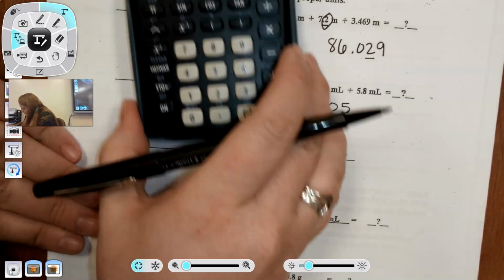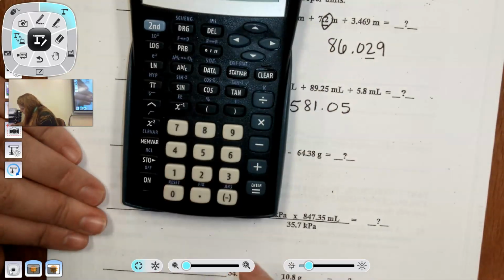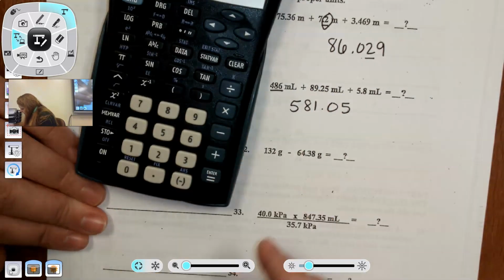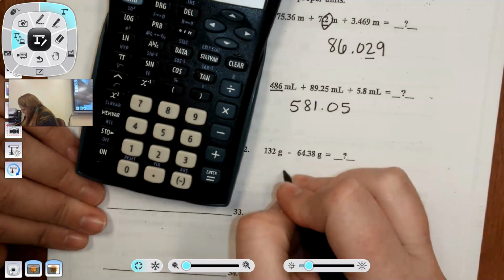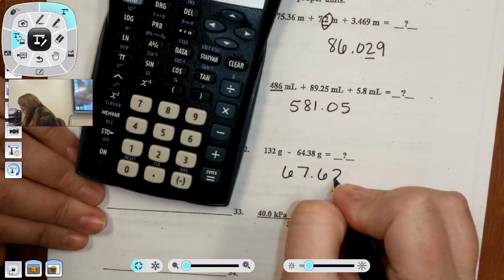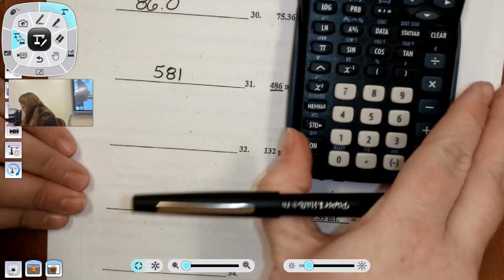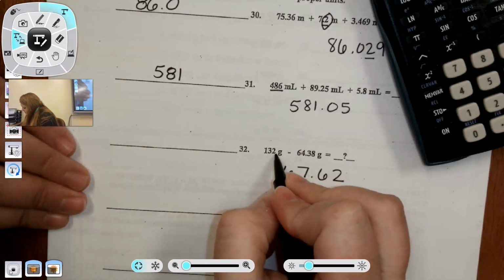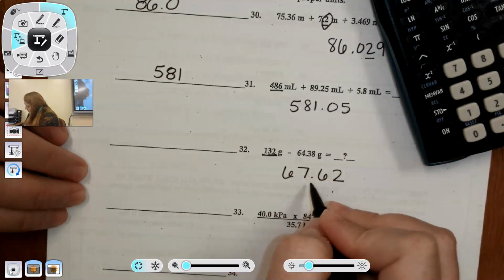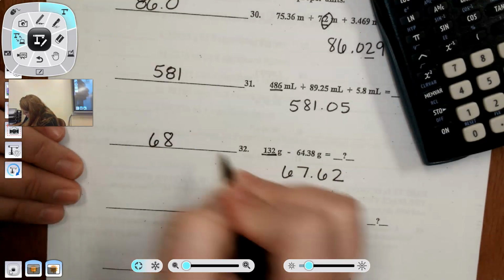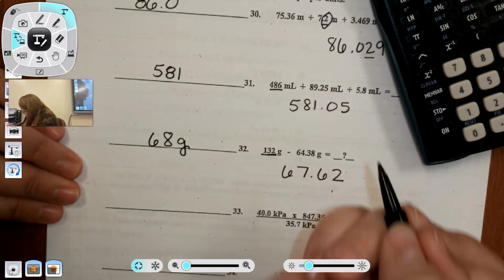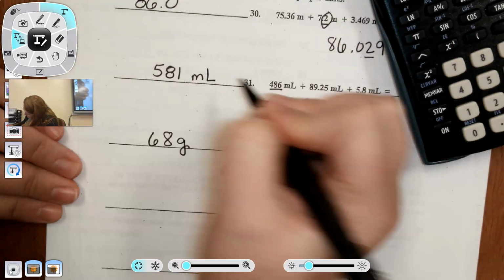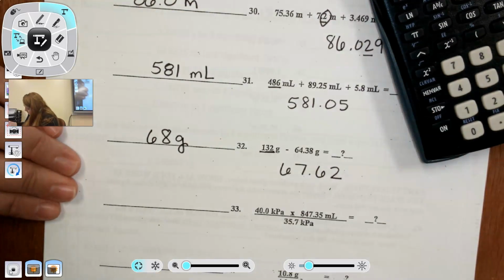Let's look here. 132 minus 64.38 is 67.62. But I cannot have a decimal place because this has 0 decimal places. So my answer is going to be 68. And we should be putting units. So this is going to be 68 grams, this will be milliliters, and this one is meters.